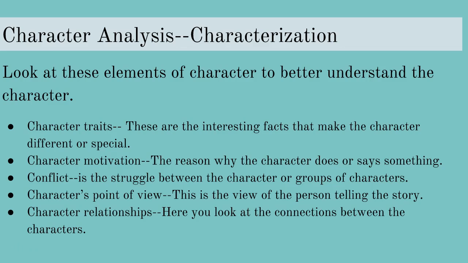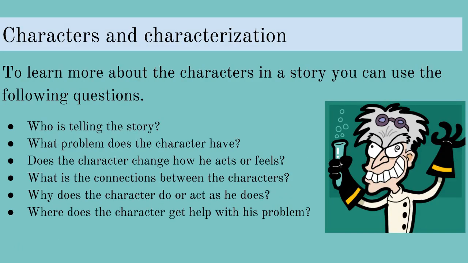Look at these elements of character to better understand the character. Character traits: these are the interesting facts that make the character different or special. Character motivation: the reason why the character does or says something. Conflict is the struggle between the character or groups of characters. Character's point of view: this is the view of the person telling the story. Character relationships: here you look at the connections between the characters.